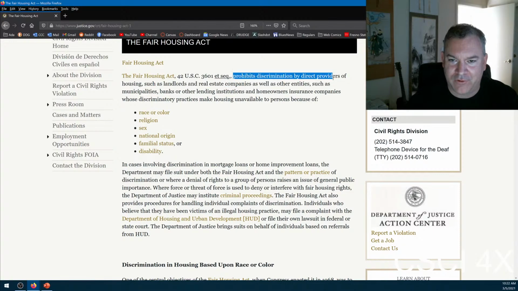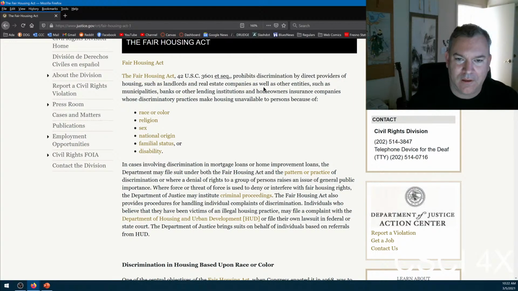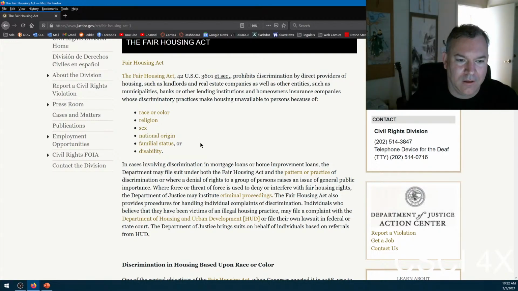The Fair Housing Act prohibits discrimination by direct providers of housing, such as landlords and real estate companies. It is illegal to make housing unavailable to people because of race or color, religion, sex, national origin, familial status, or disability. Ethnicity is different from race and color, right?